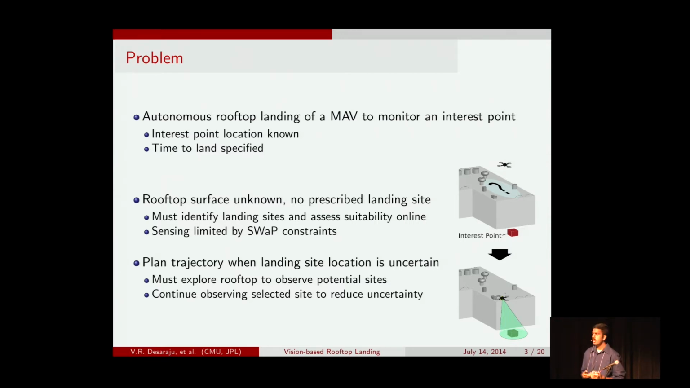The second challenge is that we then need to plan a trajectory to land at this location, given that we don't actually know where this location is. So there's considerable uncertainty on the location of the landing site. This means that we need to explore the rooftop to identify potential sites, while at the same time collecting enough information on a given site to ensure that this is in fact a suitable landing site.